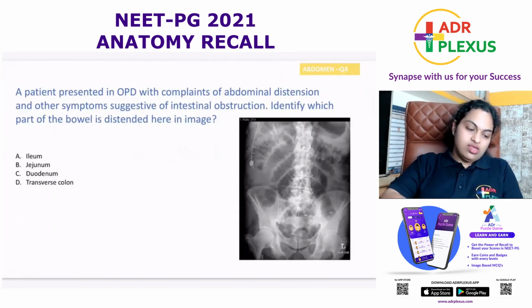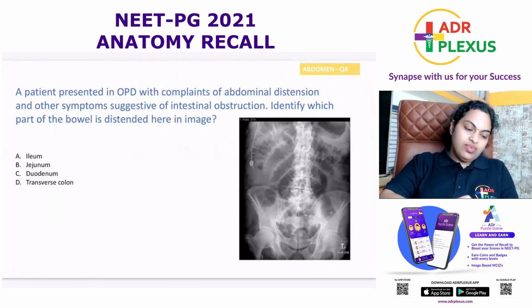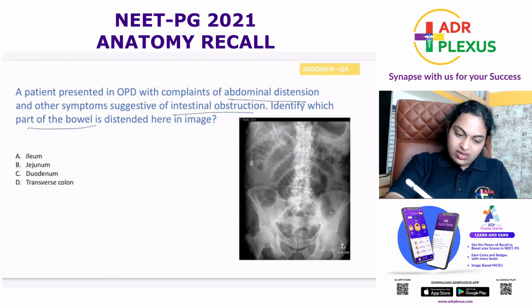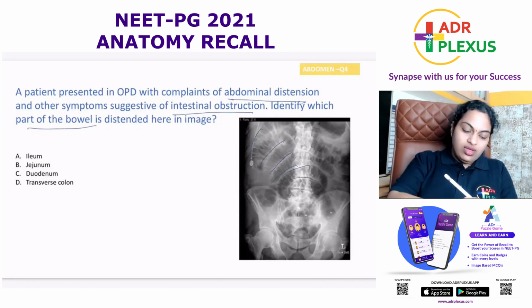Abdomen, the fourth question. A patient presented in OPD with complaints of abdominal distension and other symptoms suggestive of intestinal obstruction. Identify the part of the bowel distended there. You can see the part of the bowel distended here. These are the loops of jejunum. Why not ileum? Why not duodenum? Why not transverse colon?